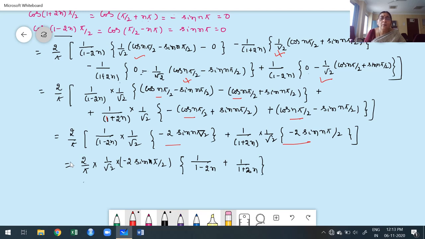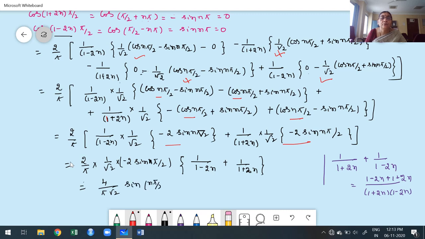Now I'm going to explain 1 by 1 plus 2n and also 1 by 1 minus 2n separately. We take the LCM and simplify. 1 plus 2n into 1 minus 2n. What we get? 1 minus 2n plus 1 plus 2n, what we get? 2. Therefore, simplify that, what we get? 2 times. Already 2 into 2, 4 by pi into root 2 sine of n pi by 2. This is nothing but 2 divided by, yeah, we have a minus sign. Plus into minus is minus, 2 into 2, 4 minus, over 1 minus 2n into 1 plus 2n.